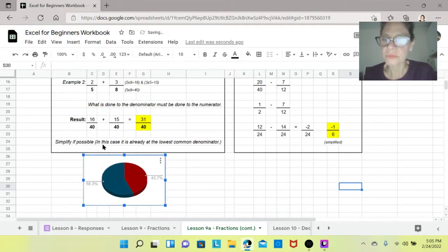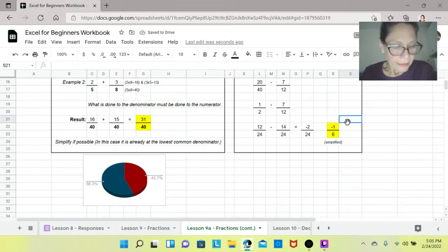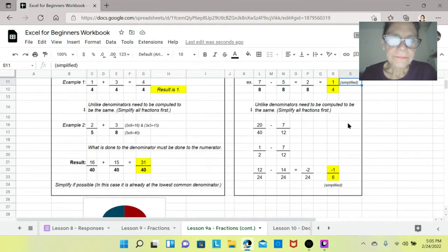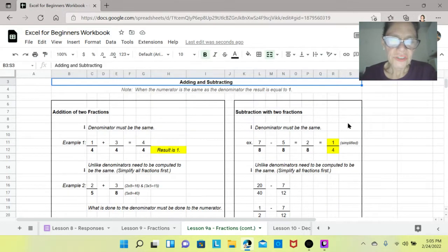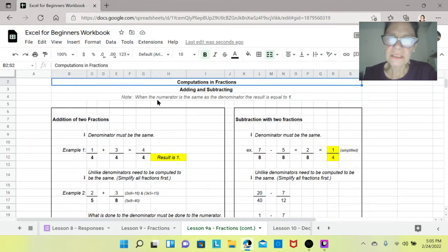Simplify if possible. So in this case, it was already at the lowest common denominator. Now, if you want to subtract, same thing. Subtraction of two fractions. When the numerator is the same as the denominator, the result is equal to 1. These are little reminders for you. So again, the denominators have to be the same for subtraction as well. So same thing. Multiply.